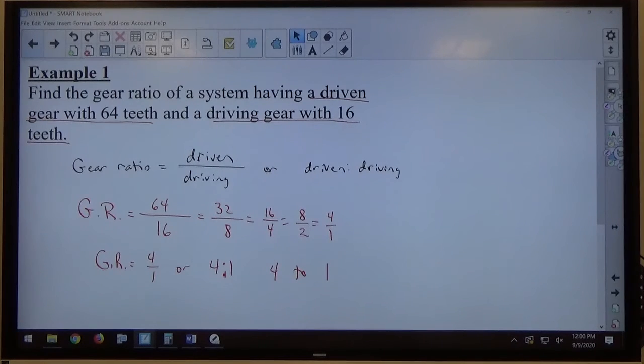I'll take any one of those. But again, make sure the 1 is in there if you write it in fraction form. Sometimes we get used to writing a fraction with that 1 on the bottom as an integer. You do want the 1 in there for the ratio.